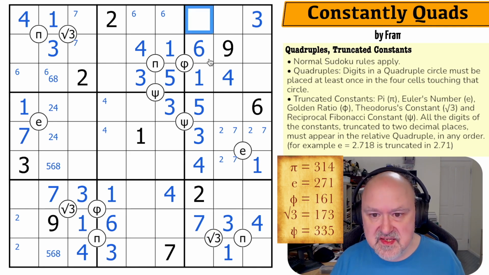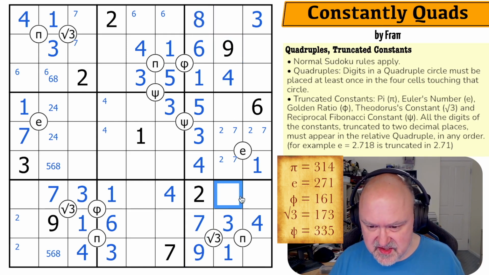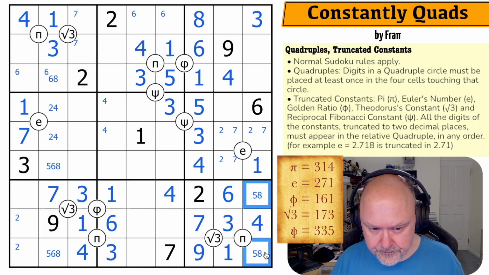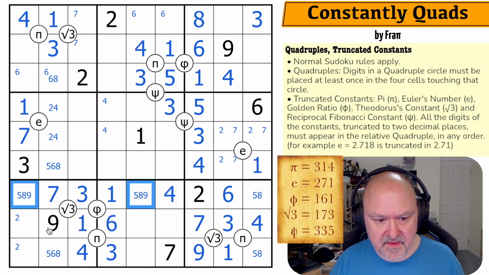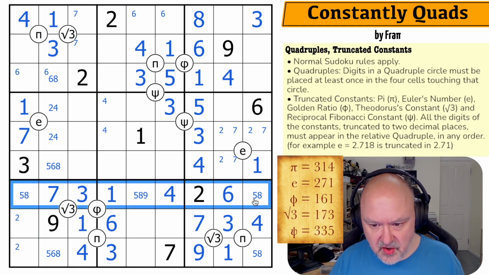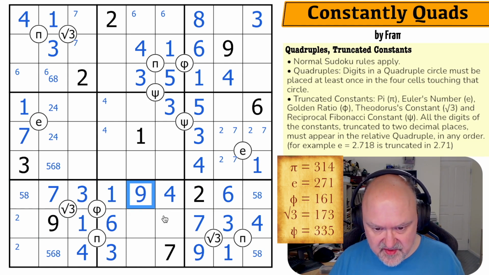So this is a pair. 8 and 9. And the 9 makes this the 8 and this the 9. So this is a triple, 5, 6, and 8. So the 6 is looking down, making this the 6, and this is a 5, 8. These are 5, 8, and 9, and that can't be a 9. So where's 9 in this row? It must be there. This is a triple, 2, 5, and 8.